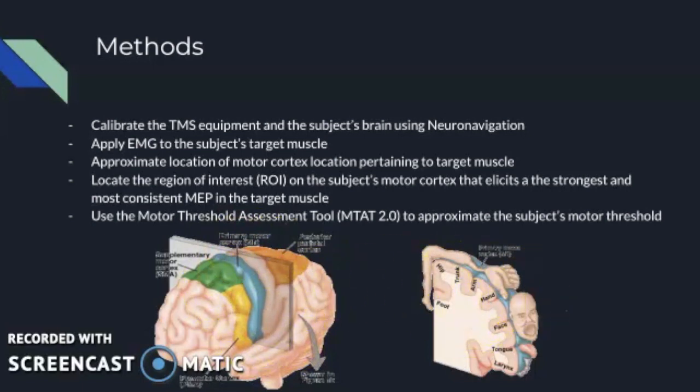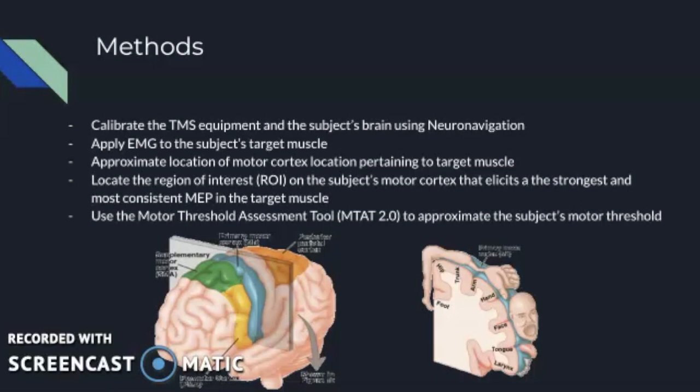Once the approximate region of interest is located and the head is properly calibrated, the coil should be positioned so that the crosshairs are over the region of interest with the coil angled at a 45-degree angle in the anterior to posterior direction. This ensures that the cortical excitability is directly stimulated by the coil.